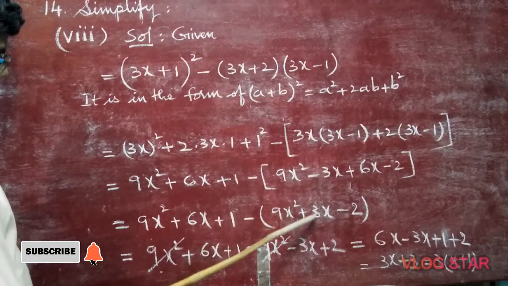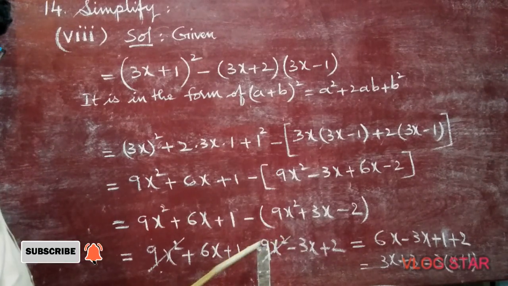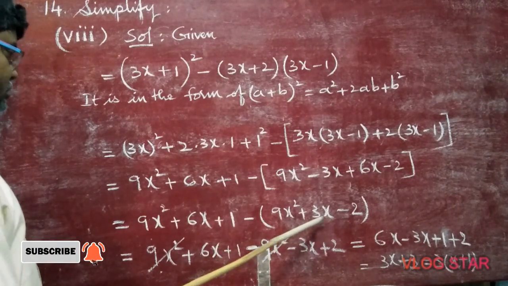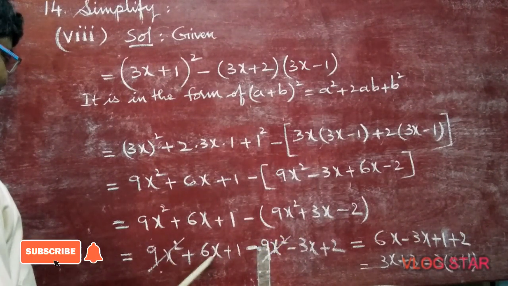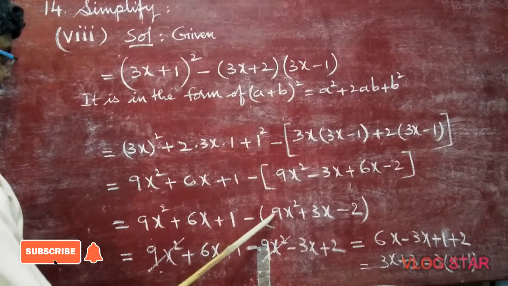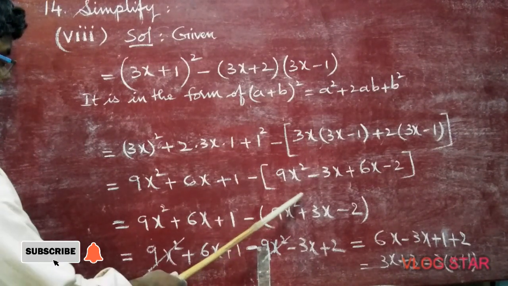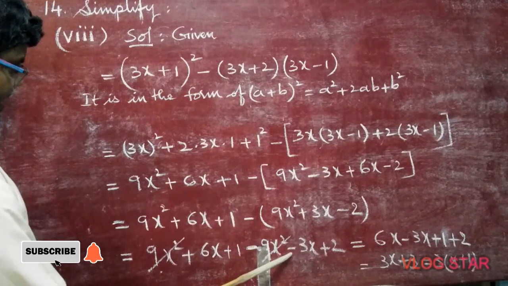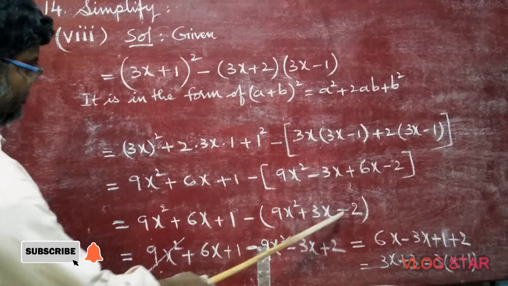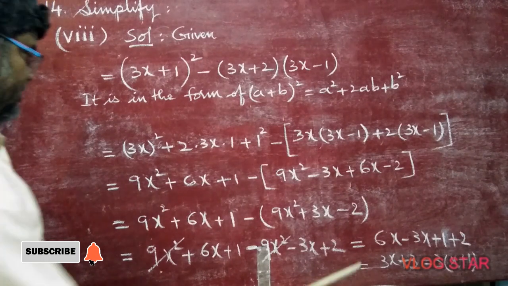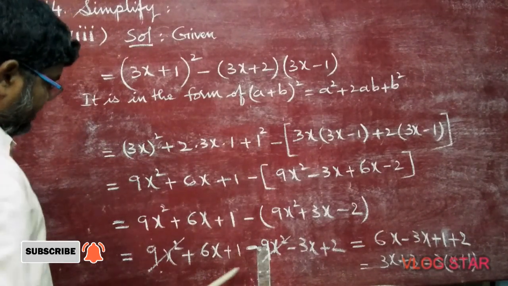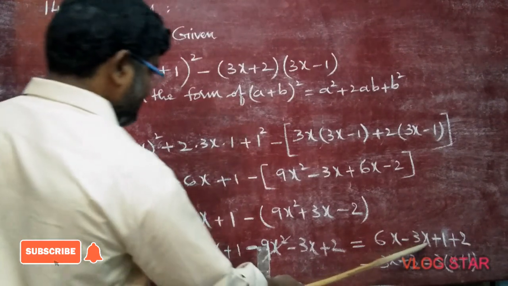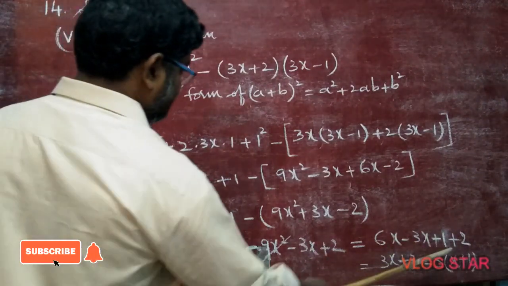6x minus 3x is plus 3x. Now minus, you send inside the bracket, the signs become quite opposite. 9x square plus 6x plus 1, minus into plus minus 9x square, minus into plus minus 3x, minus into minus plus 2, that is equal to, here plus 9x square minus 9x square get cancelled. Now the remaining terms you write: 6x minus 3x plus 1 plus 2.